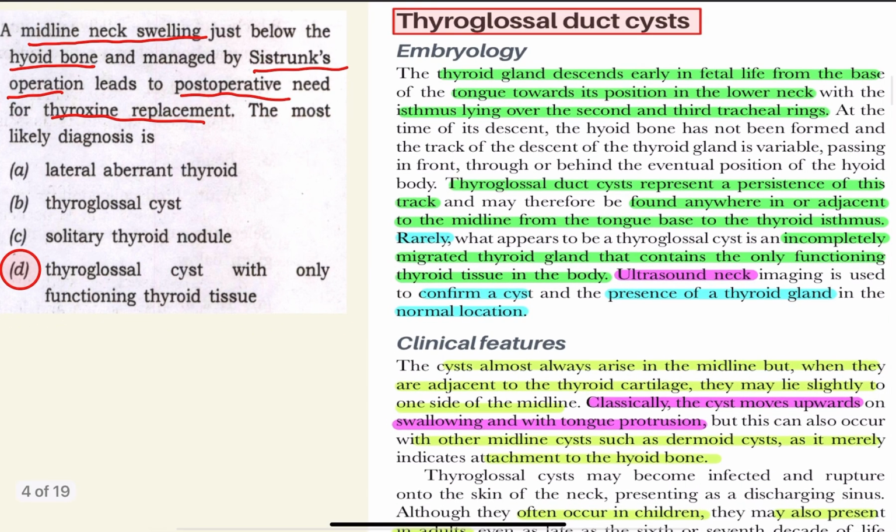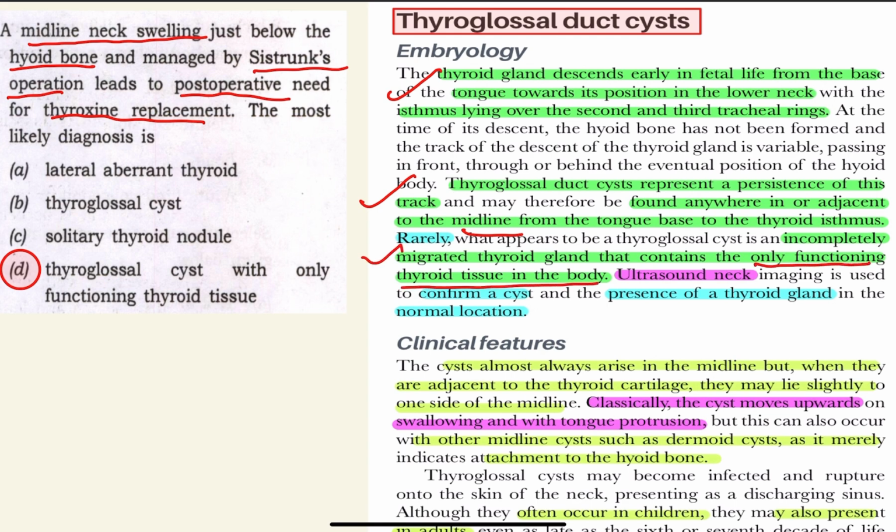Embryology: the thyroid gland descends early in fetal life from the base of the tongue toward the position of the lower neck. So thyroglossal cyst represents the persistence of its tract. It is found anywhere in or adjacent to the midline, from the tongue base to the thyroid isthmus. In rare cases, what appears to be a thyroglossal cyst is an incompletely migrated thyroid gland, and that is the only functioning thyroid tissue in the body.